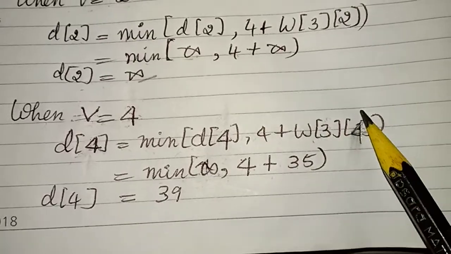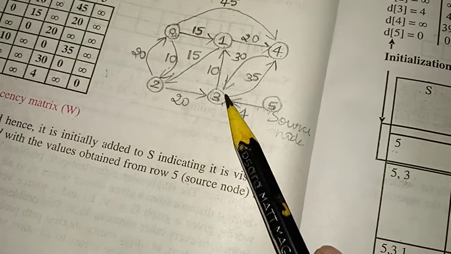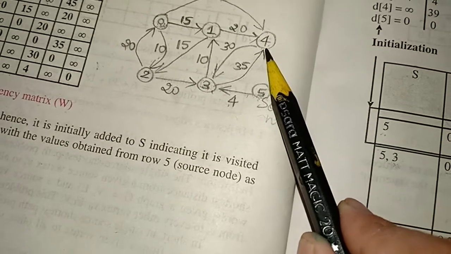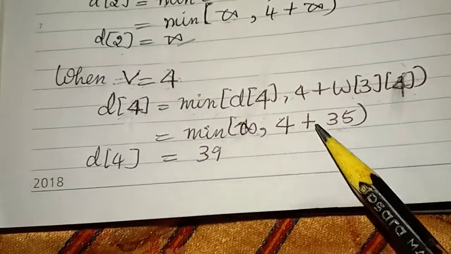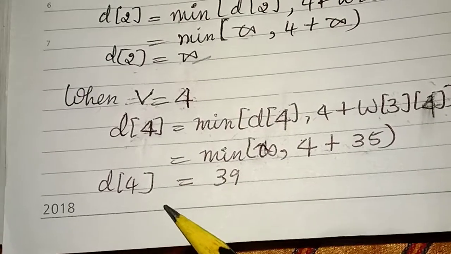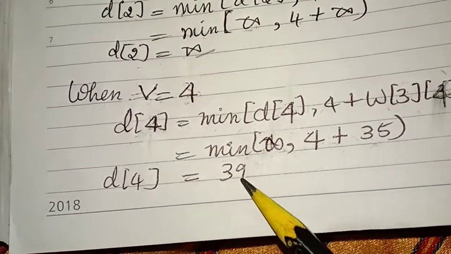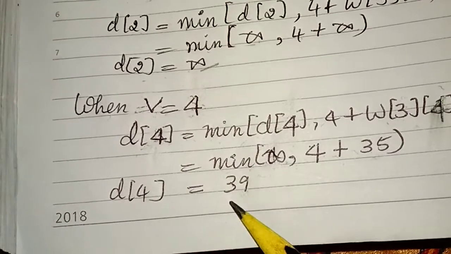node 3 to 4. So here if you see in the graph, from node 3 you have a direct edge to 4 and the cost is 35. So you write here 35. So you get infinity comma 39. So the minimum is considered to be 39. You should not take infinity, instead you have to take 39.